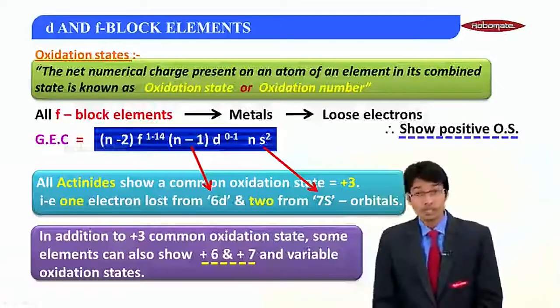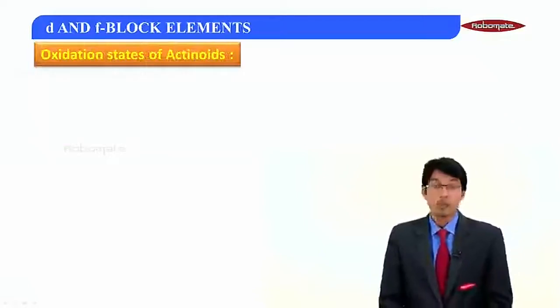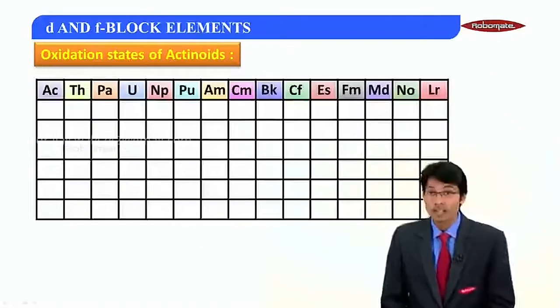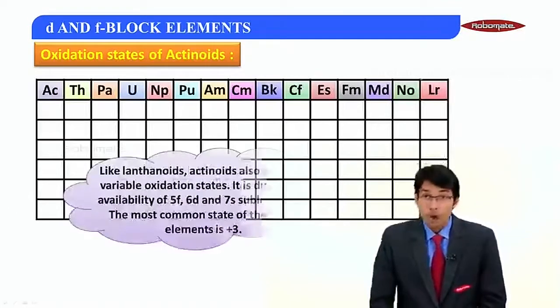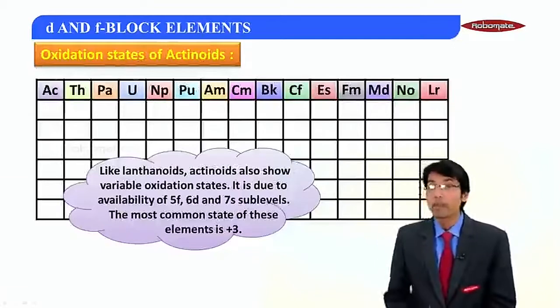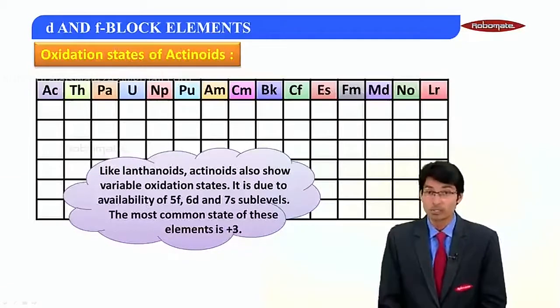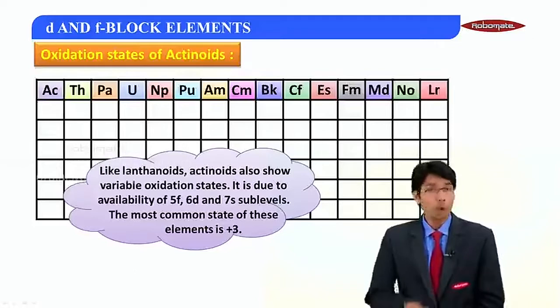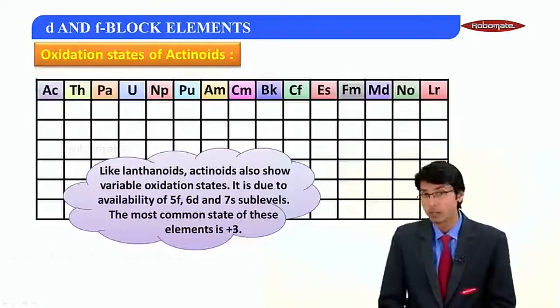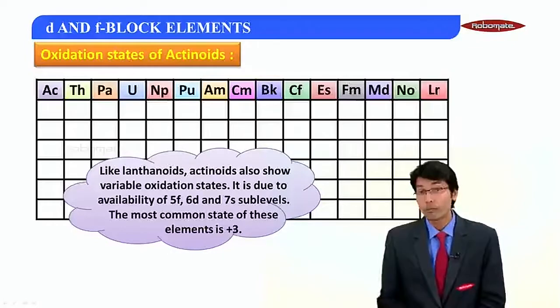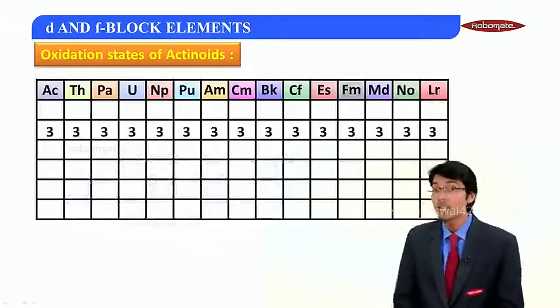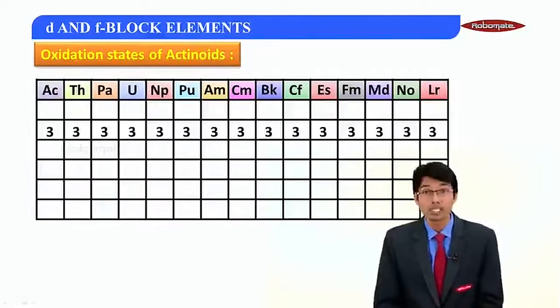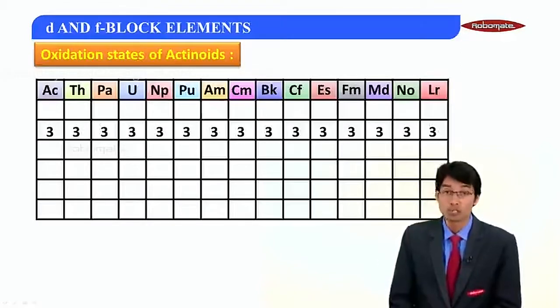Now if we consider the actinide series, which starts after actinium, from thorium to lawrencium, this series of 14 elements can all exhibit +3 as a common oxidation state, similar to the lanthanides. It is due to the availability of 5f, 6d and 7s orbitals, where loss of electrons gives the common oxidation state of +3. So from actinium to lawrencium, all these elements exhibit the common +3 oxidation state.